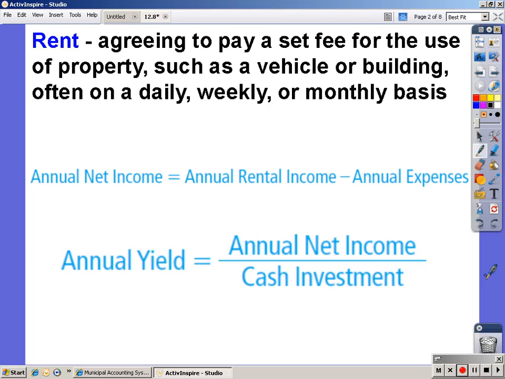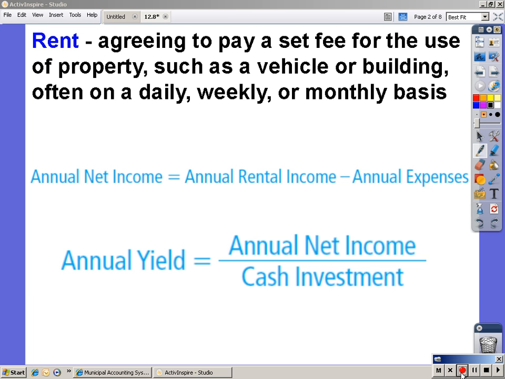You've got a couple formulas here. You'll have a couple more after the first two examples. Your first formulas are: annual net income equals annual rental income minus annual expenses, and annual yield equals annual net income divided by the cash investment. Pause to copy, play to resume.